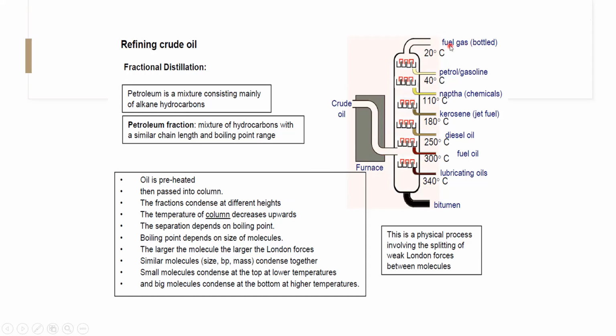So they are known as the bottle gases. The fraction which does not convert from a liquid into a vapor state from the beginning is the bitumen, used for road carpeting. Then we have lubricating oil, which is normally used for car engines. Then we have fuel oil, which can be used for ships. Then we have diesel used for trucks, and kerosene or paraffin used for jet fuel.